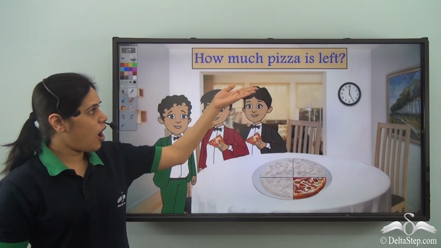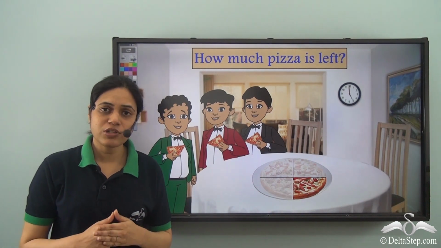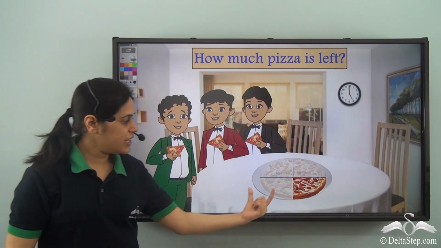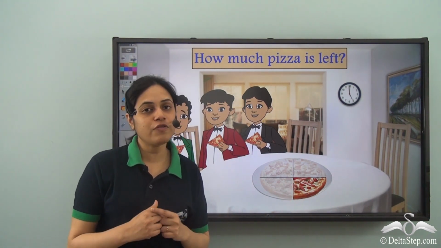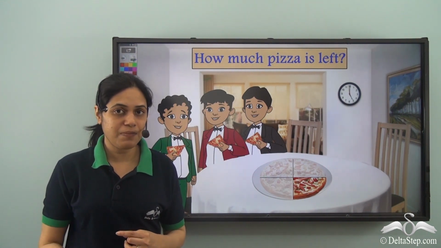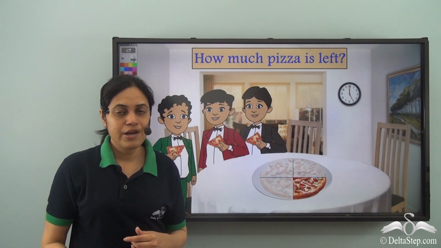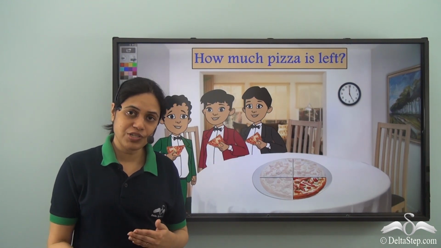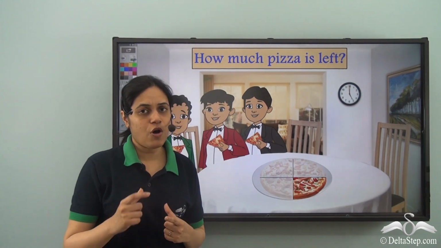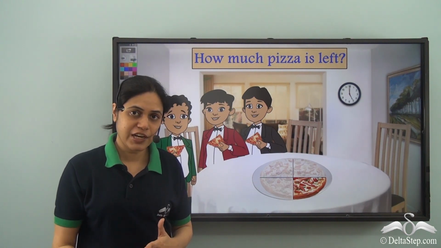Now if I ask you how much pizza is left on the plate, how will you represent it? We see that this is a portion of the pizza, a part of the pizza, not an entire pizza. And how do we represent a part of a whole? We represent it using fractions. So this quantity, which is just a part of an entire thing, can be represented using fractions.